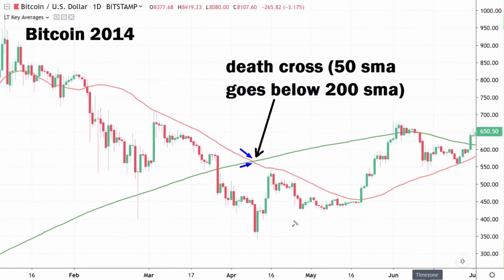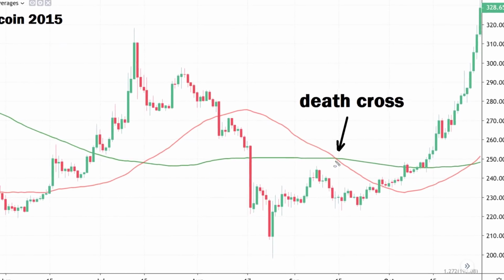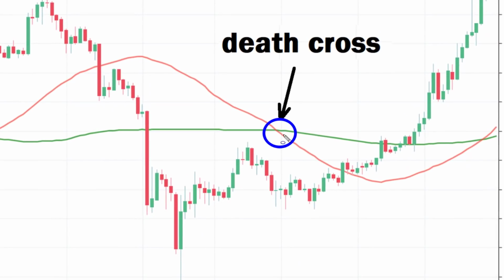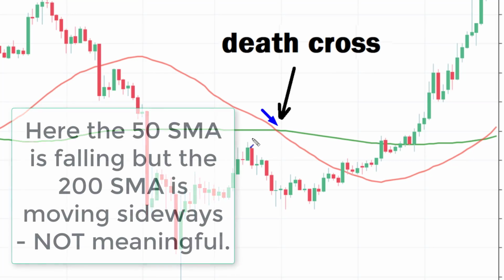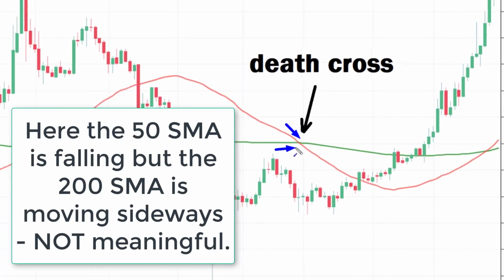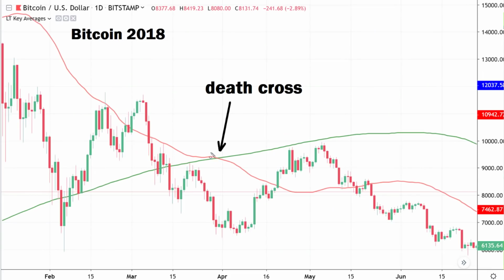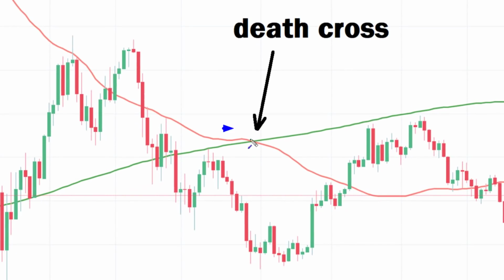Let's go to another example. Here's one back in 2015. Again, same thing. Look over there on the right-hand side. The 50 goes below the 200, they cross over. But look, in this one, the 50 is going down, the green one is going sideways. So that is not meaningful. Forget it. As you can see, price quickly went up. Here's another example in the next chart. Again, not a meaningful example. The red line is falling, but the green line is going up. So again, not a good example. You can see price went up pretty soon after.